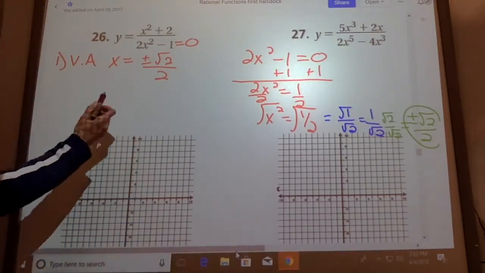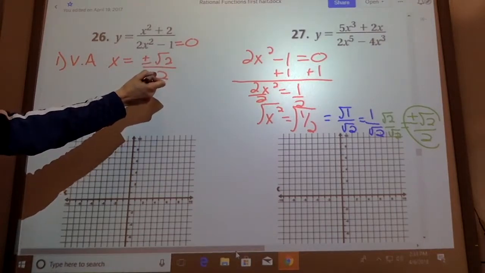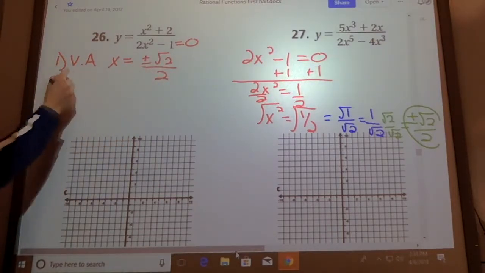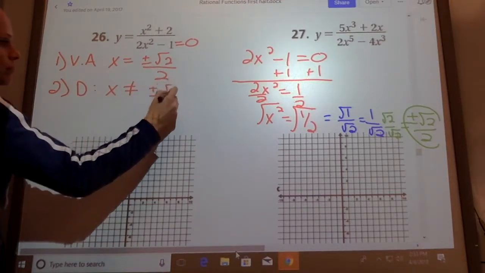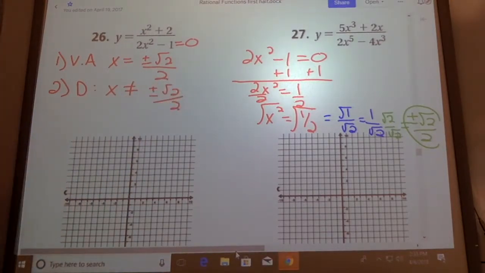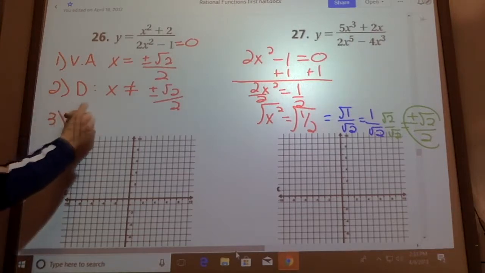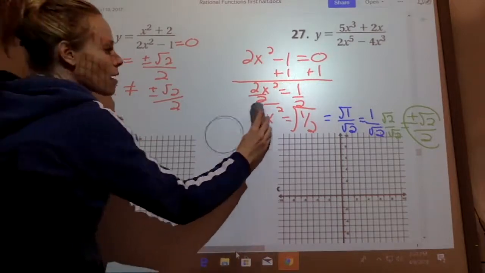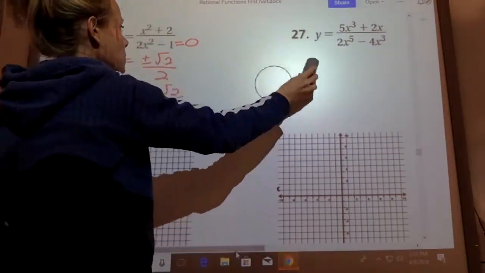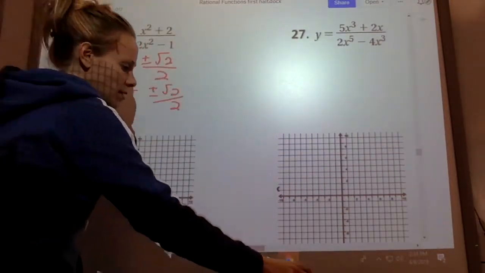So if my vertical asymptotes are plus or minus root 2 over 2, what's my domain? Not. X cannot be plus or minus root 2 over 2. Very good. Okay, what about x-intercept? What's my rule for x-intercept? You set the top equal to 0. What x value is going to make the top 0?